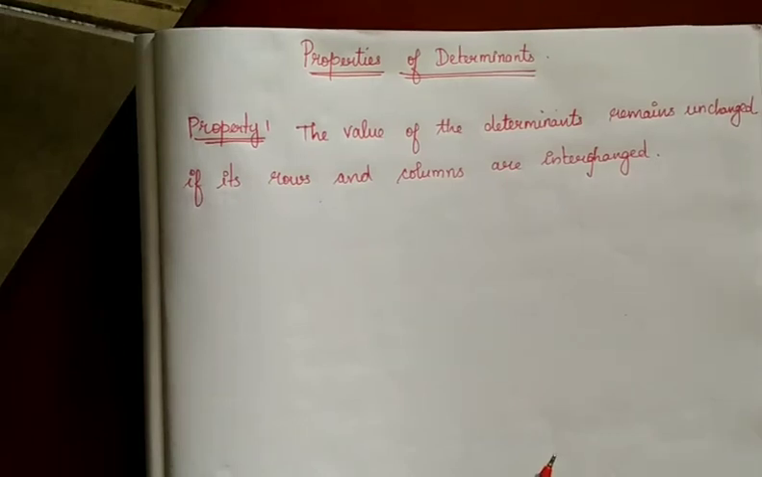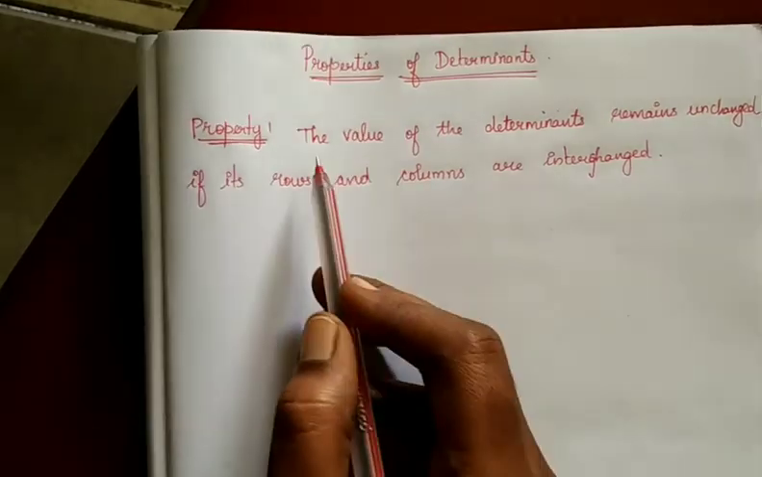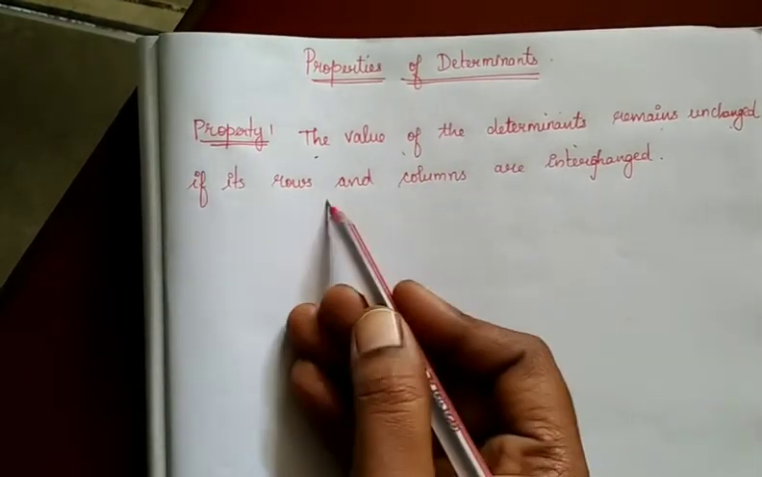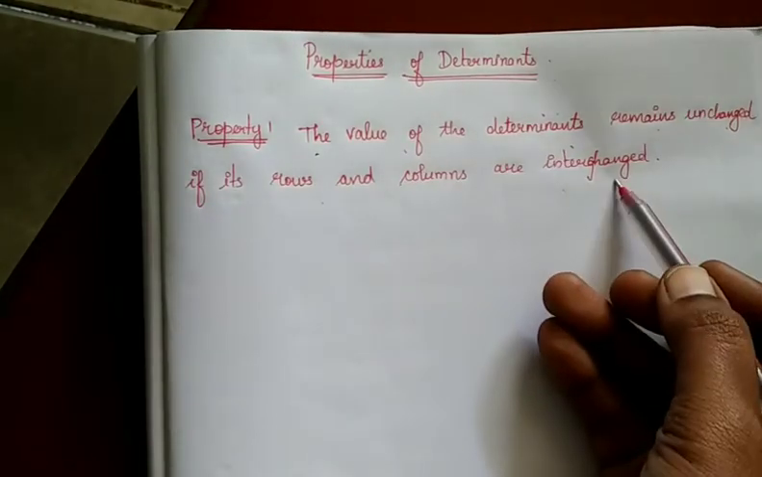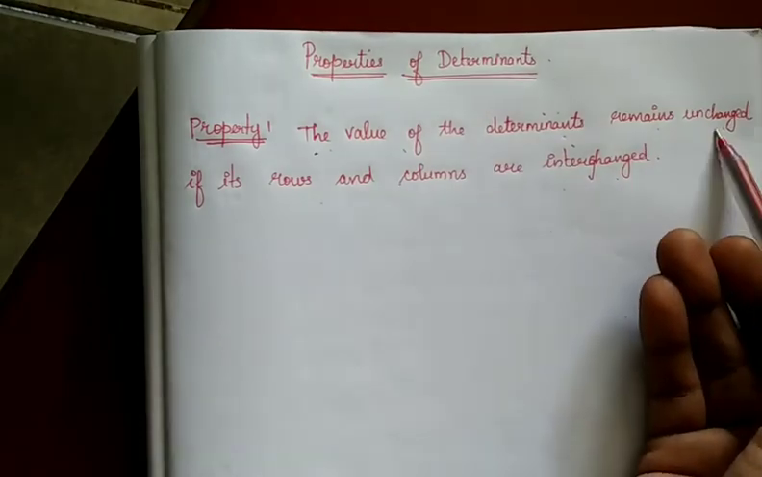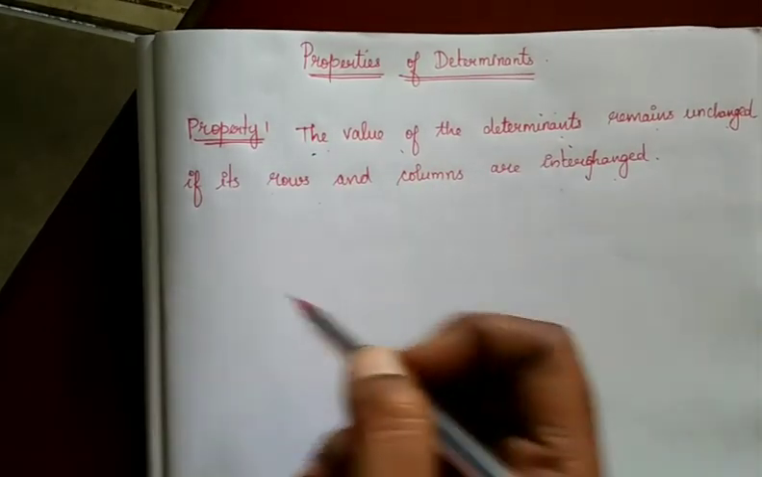Good morning. Today we are going to learn the properties of determinants. Property number 1: the value of the determinant remains unchanged if its rows and columns are interchanged. They are speaking about the value of the determinant not changing when the rows and columns are interchanged.